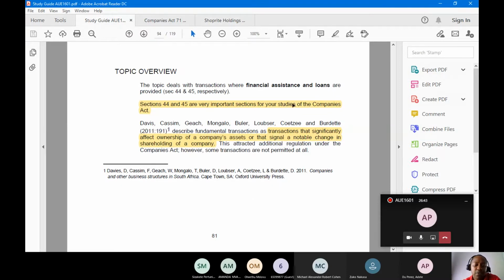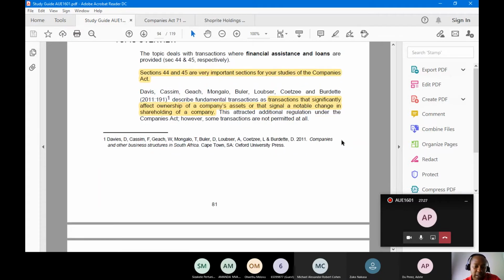Sections 44 and 45 are very important sections for your studies of the Companies Act. We did touch a bit on them in the previous sessions, but we will go into a bit of detail today. There is a book, Companies and Other Business Structures in South Africa, Cape Town, printed by the Oxford University Press. It describes fundamental transactions as transactions that significantly affect ownership of a company's assets or that signal a notable change in shareholding of a company. And that is what will form the basis of today's session.